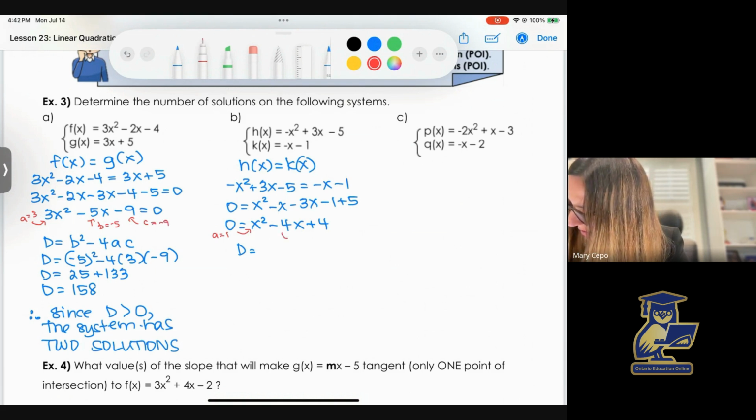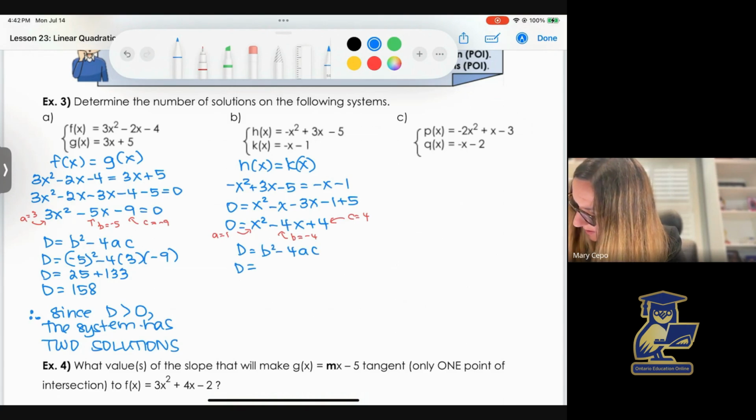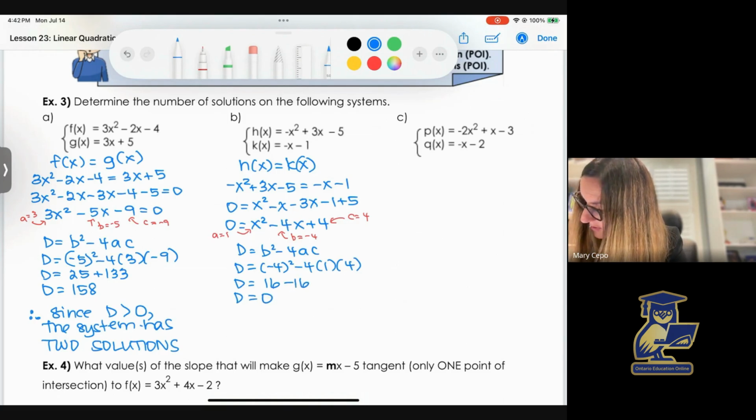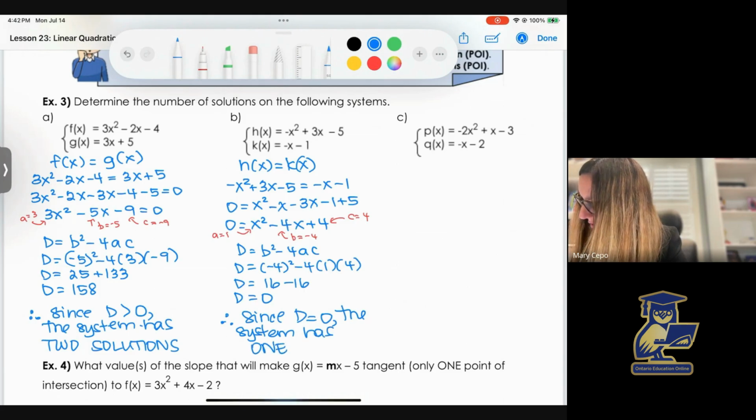Okay, so b is equal to negative 4, and c is equal to 4. So substituting into b squared minus 4ac, the discriminant would be negative 4 all squared minus 4 times a times c. So D is equal to negative 4 squared, which is 16, minus 4 times 1 times 4, which is 16. So D is equal to 0. So therefore we can say, since the discriminant, capital D, is equal to 0, the system has one solution.